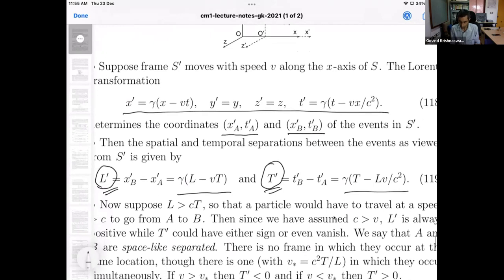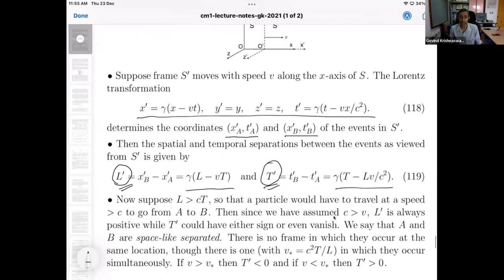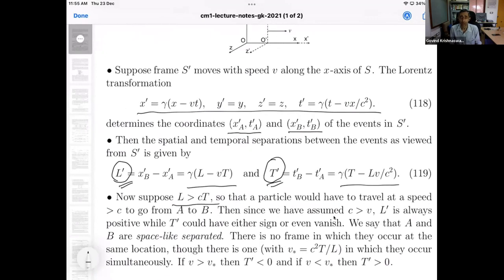Now we make an assumption. Let us consider the case where L is more than cT. So in the original frame, the two events are such that their spatial separation is more than the distance that light would cover over the time T, which is the temporal separation. In other words, a particle would have to travel faster than the speed of light to go from A to B.